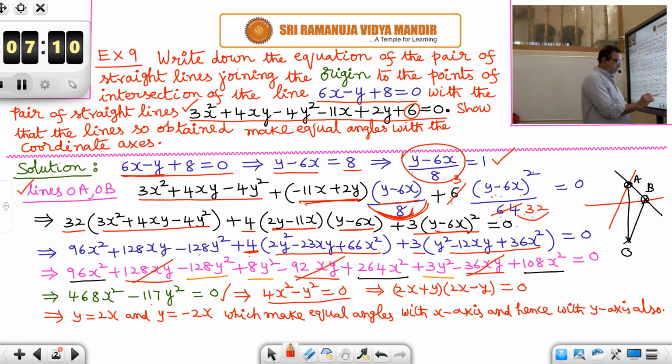So y square is equal to... so what are the factors? 2x plus y into 2x minus y. So one line is 2x minus y equal to 0, that means y is equal to 2x. Another line is 2x plus y equal to 0, that means y is equal to minus 2x. So these lines are equally inclined with the x-axis, is it not?